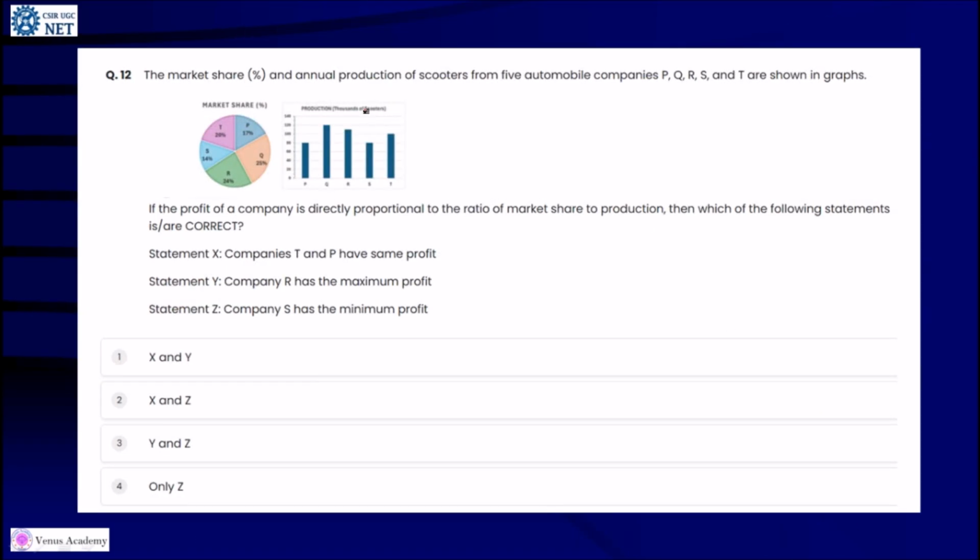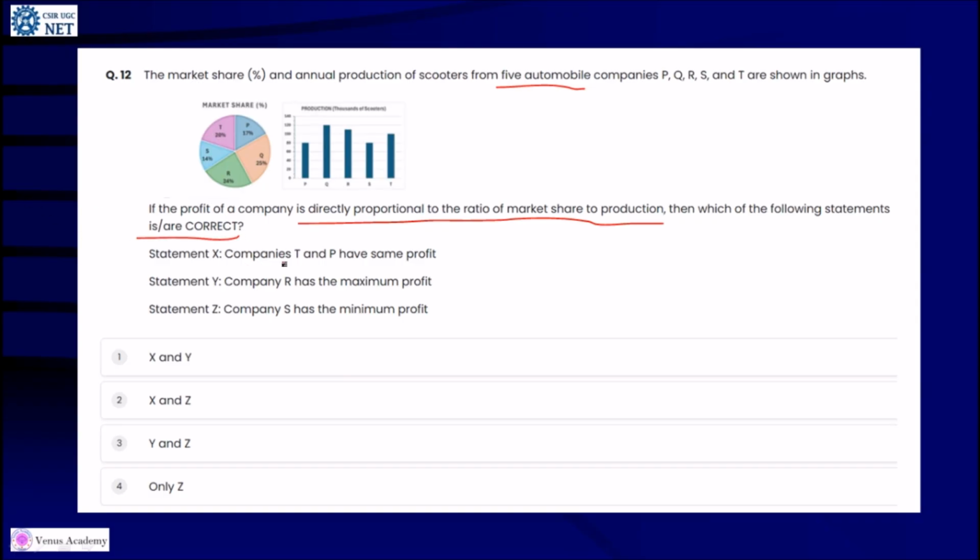The market share, that is in percentage, and annual production of scooters from 5 automobile companies P, Q, R, S and T are shown in graphs. These are sales, market share and their companies. If the profit of a company is directly proportional to the ratio of market share to production, then which of the following statements is correct?